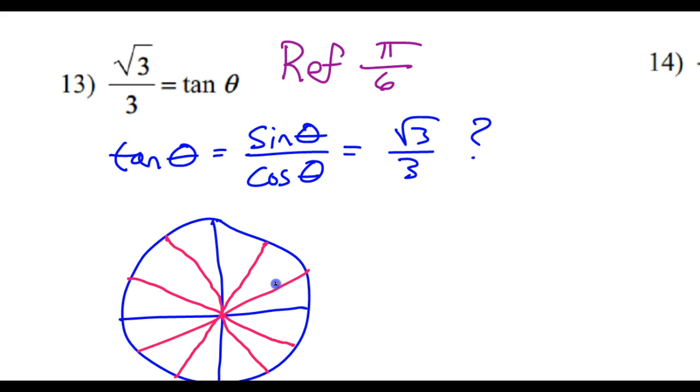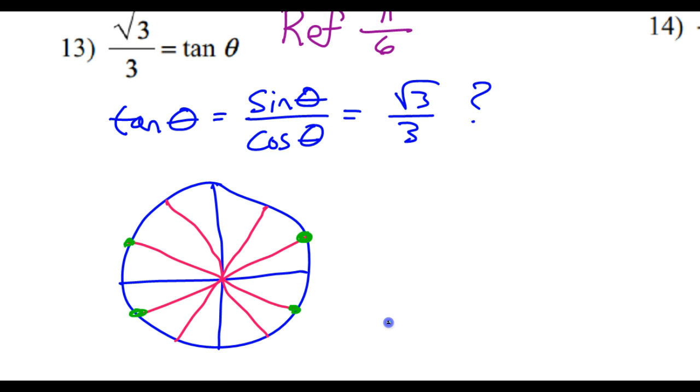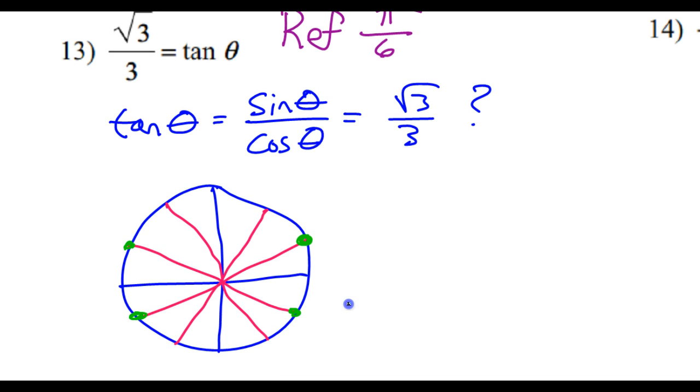Okay, see how there's 6 up there? That's how you know they're pi over 6s. Now, reference angles, there are 4 of them. Here, here, here, and here. The tangent of any one of them is going to give me radical 3 over 3. But 2 of them will be positive and 2 of them will be negative.